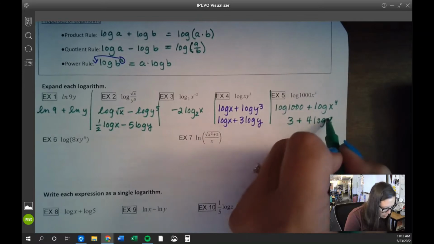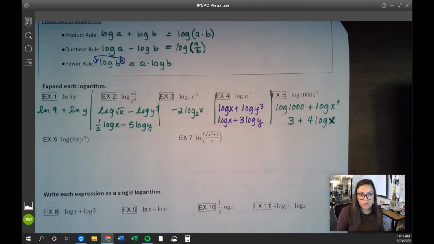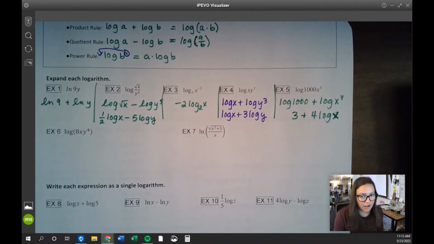Okay, why don't you go ahead and pause the video and see if you can try examples 6 and 7. So just give it a try, and then when you have them done, return to the video and we'll talk through them.